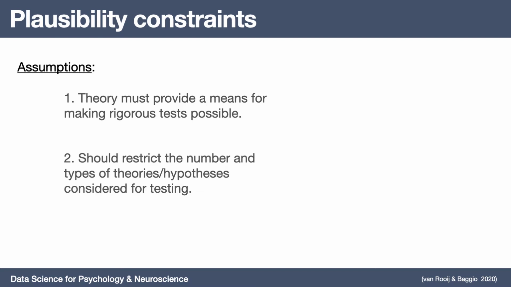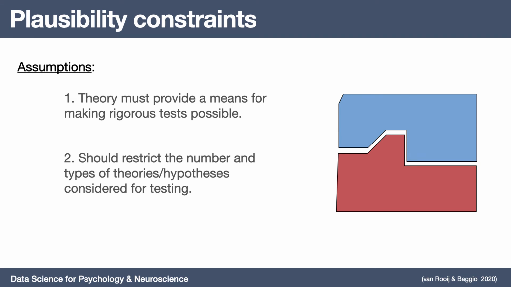Second, you should restrict the number and types of theories or hypotheses being considered for testing. So you need to have the ability to channel your framing or your research to very specific effects. And really, this is a matter of acknowledging that we all have limited time and resources. So an effective theory is one that makes a strategic decision about what to test. And these plausibility constraints basically form the shape of your theory to fit within the scope of feasibility for testing it.